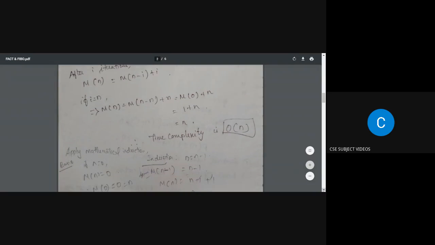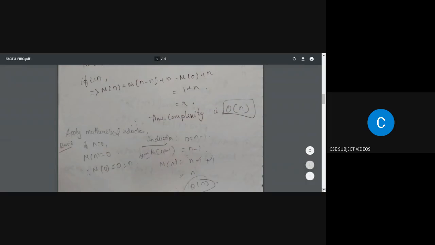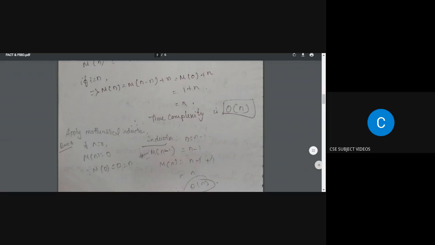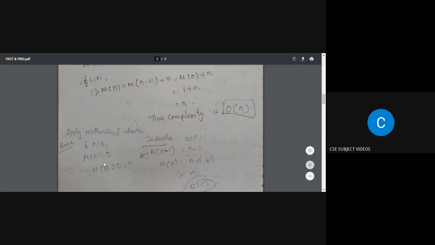We can also find out whether the time complexity we have applied here is correct or not. For that you can use mathematical induction. We just substitute and see it. So if n equal to 0 and n equal to n minus 1. If n equal to 0, then m of 0 equal to 0, that is equal to n. Similarly for induction, if it is n equal to n minus 1, substitute for the left side and right side of the equation.